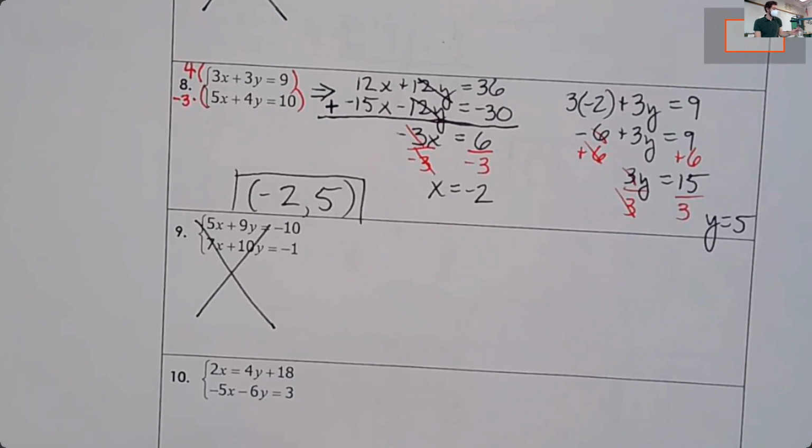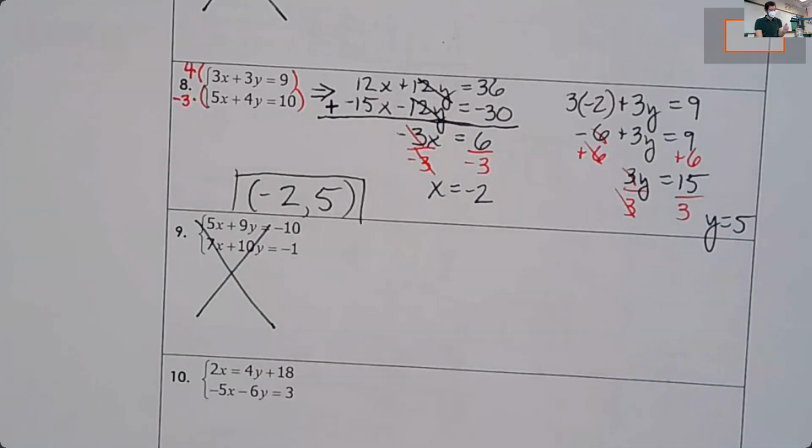Anybody notice anything about 10 that's different than everything else that we've seen so far today? Yeah, these two equations are not lined up. They're arranged differently. Yes, we're going to have to line these up first, then do some multiplication, then be able to solve.